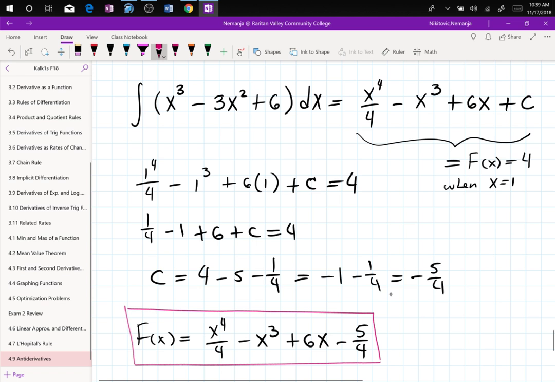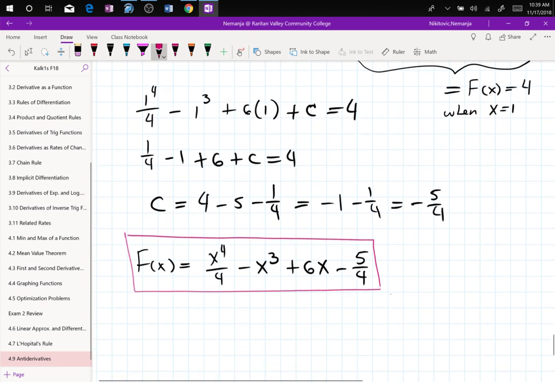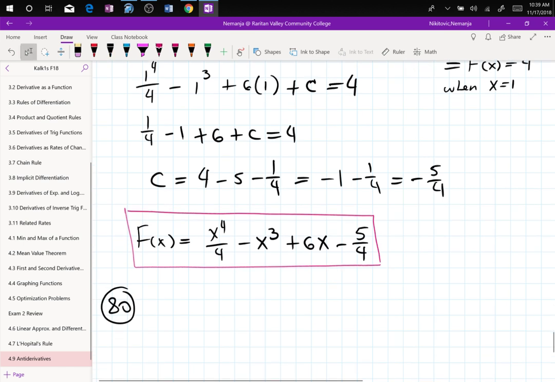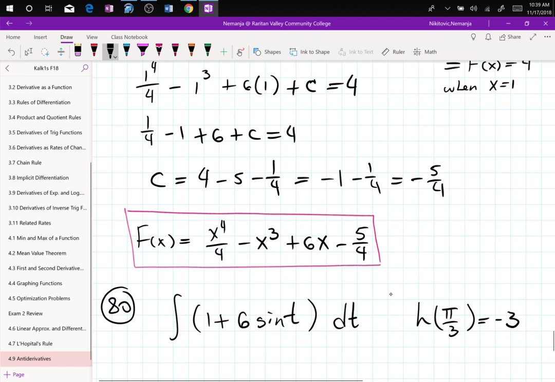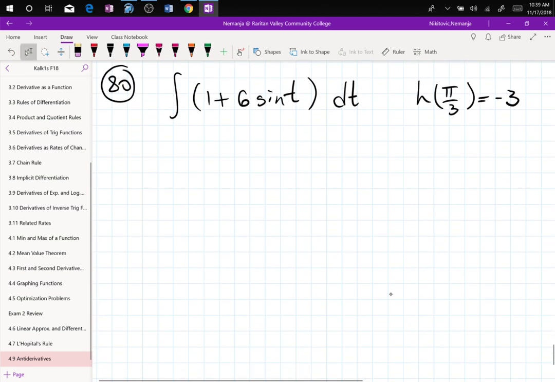So here is problem 80 for you to practice, and we are done with this one. It says integral of 1 plus 6 sine t dt, and the point is given as F of pi over 3 is equal to negative 3. Integrate, plug in pi over 3 equal to negative 3, and compute the value.